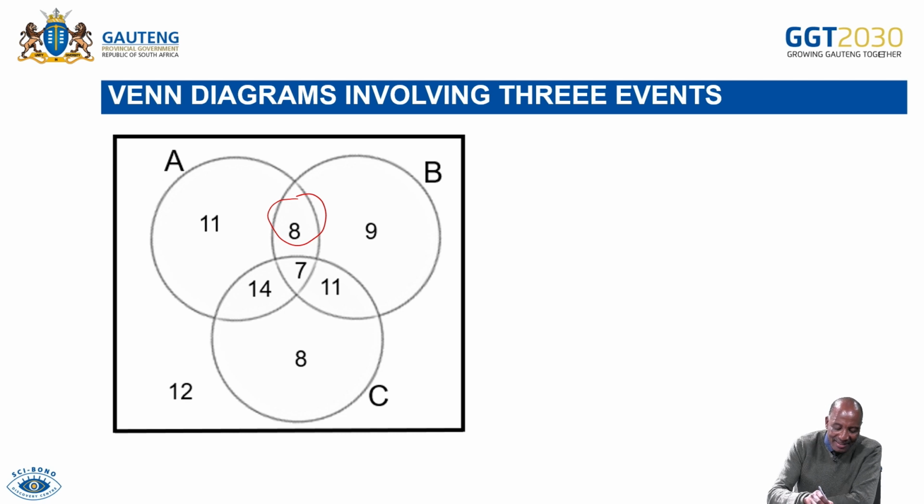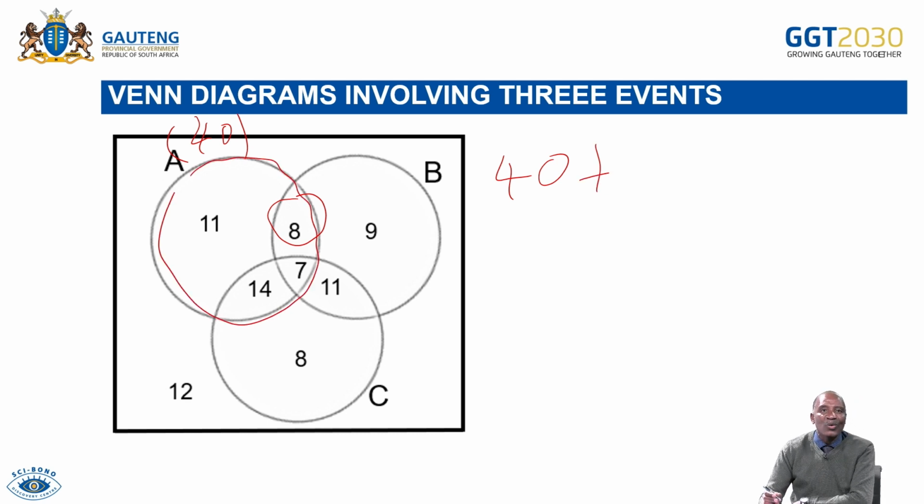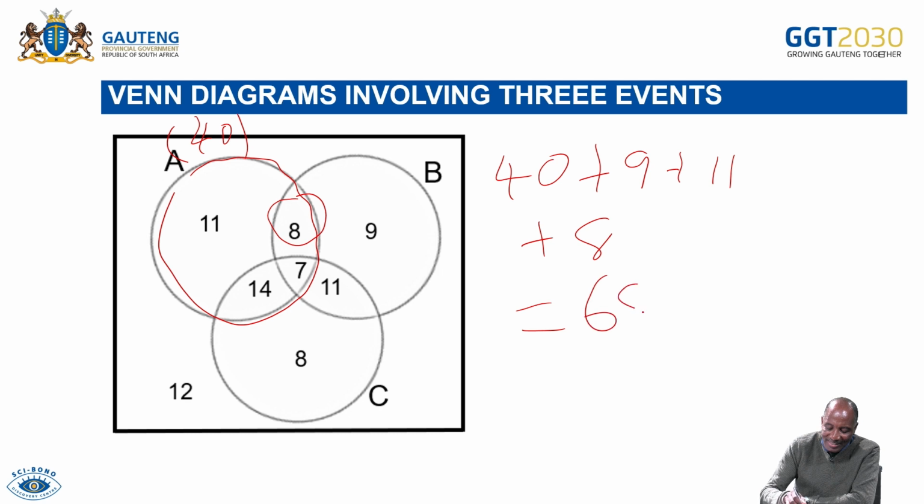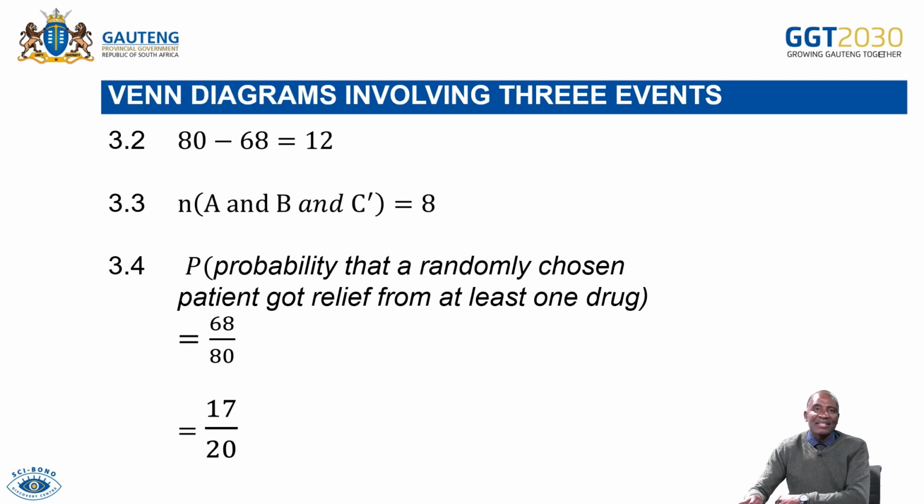Let's say A. Remember, there are 40 in A. So you are going to say 40 in A. It means you have taken the whole ring for A. You have counted all of them, plus 9 in B only, plus 11 in A and B, A and C only, then plus 8. It will give you all those 68. Or you simply say how many were not treated. It's 12 from 80, 68. That could have been your alternative approach.